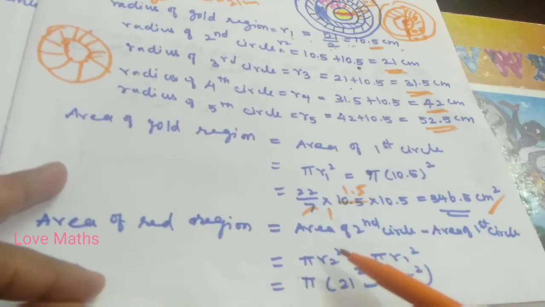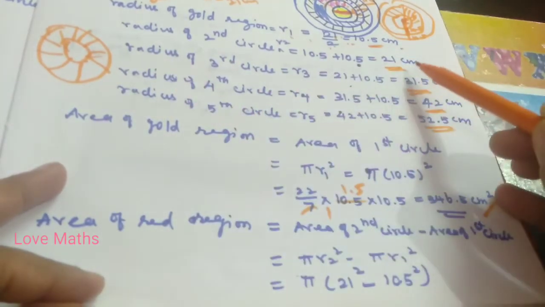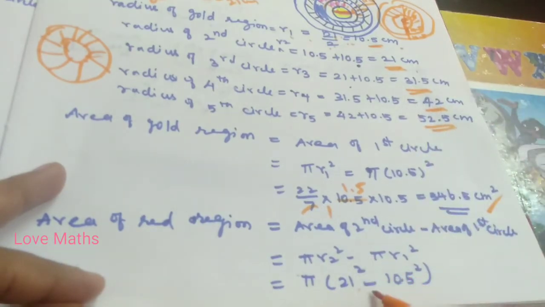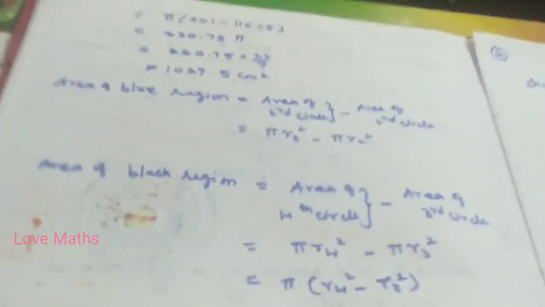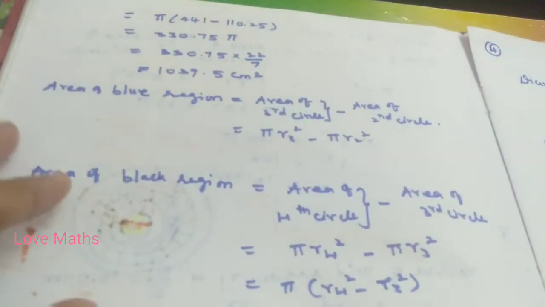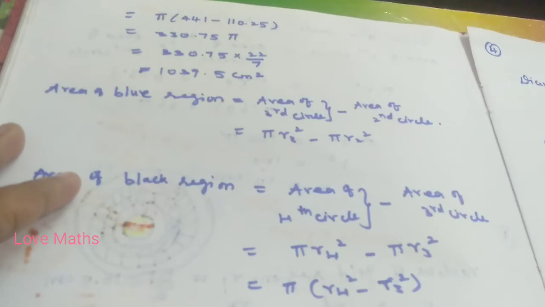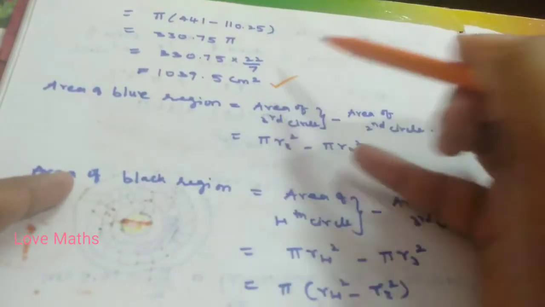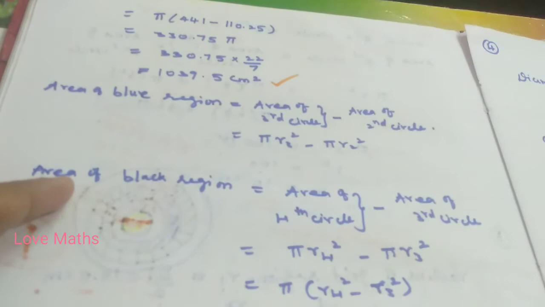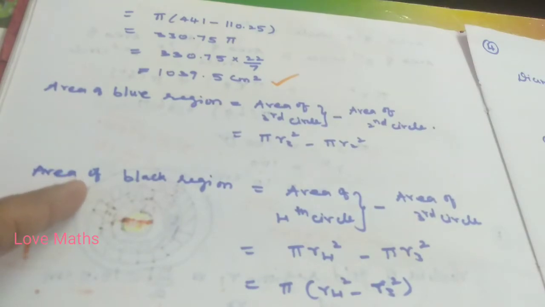Take pi as common. R2, the second circle, is 21. So 21 squared minus 10.5 squared. So pi into 21 squared is 441, minus 10.5 squared is 110.25. Subtract, you get 330.75 pi. Pi value is 22 by 7. If you simplify, cancelling the 7, you get the answer 1039.5 centimeter square.